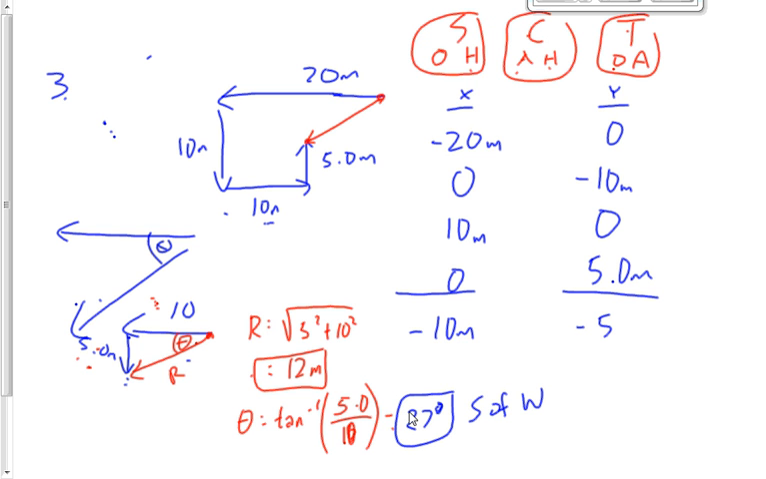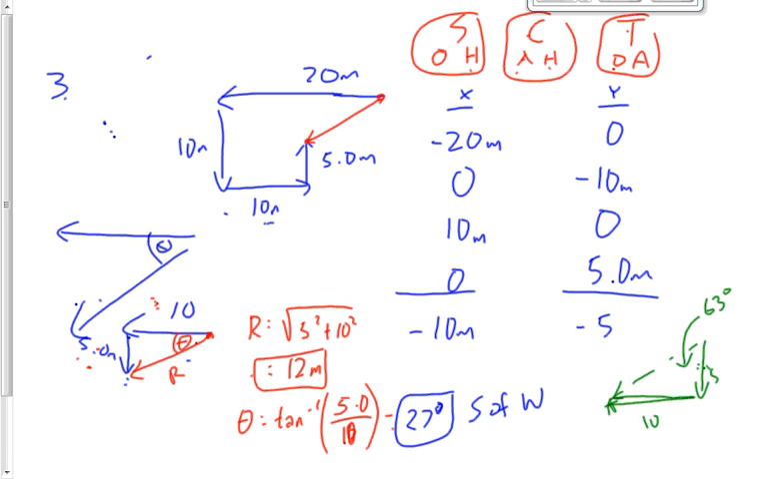Brian drew it like this. He said 5 down, 10 across. Well, the angle that he got is obviously going to be different because his opposite side is 10 instead of 5. His angle would have been 63 degrees. But look at where it's measured from. That 63 degrees is measured from the south. So it's not south from the west. It's west from the south.